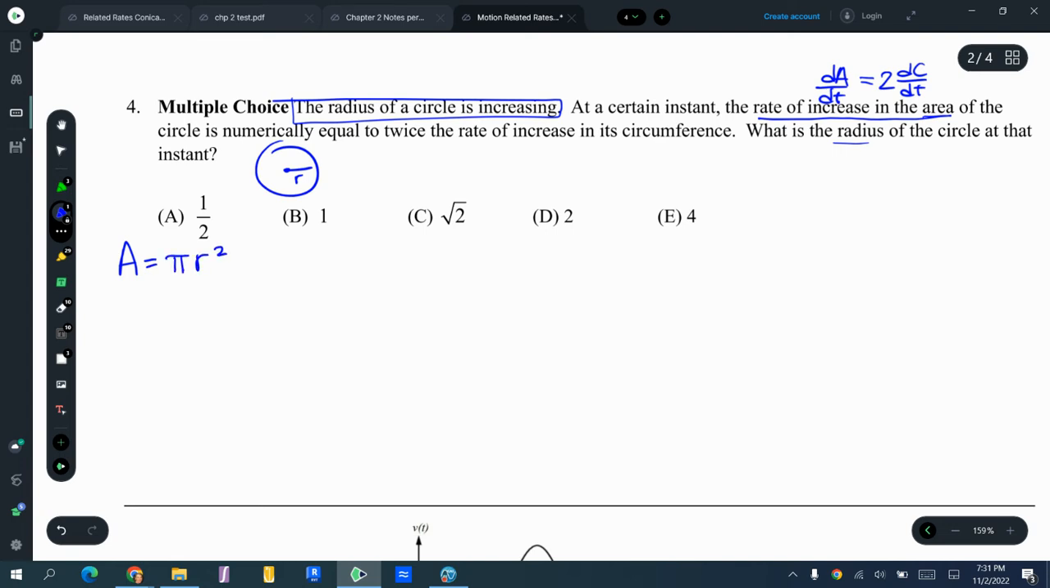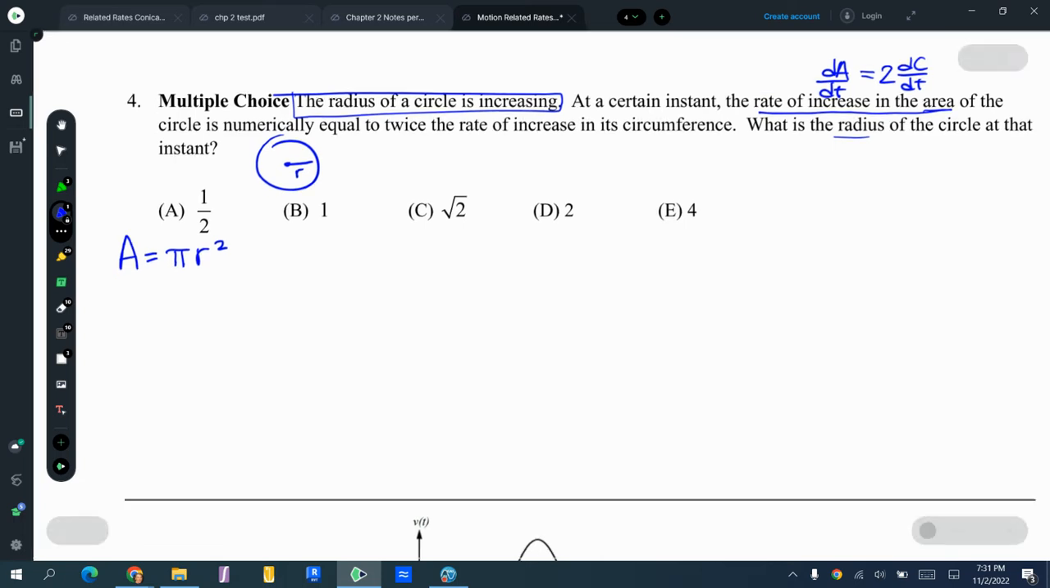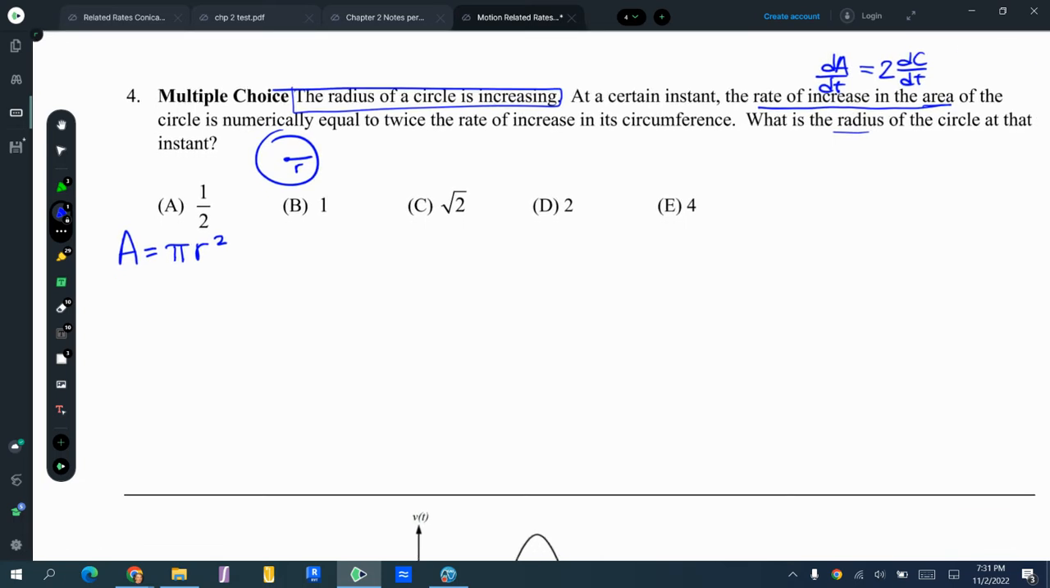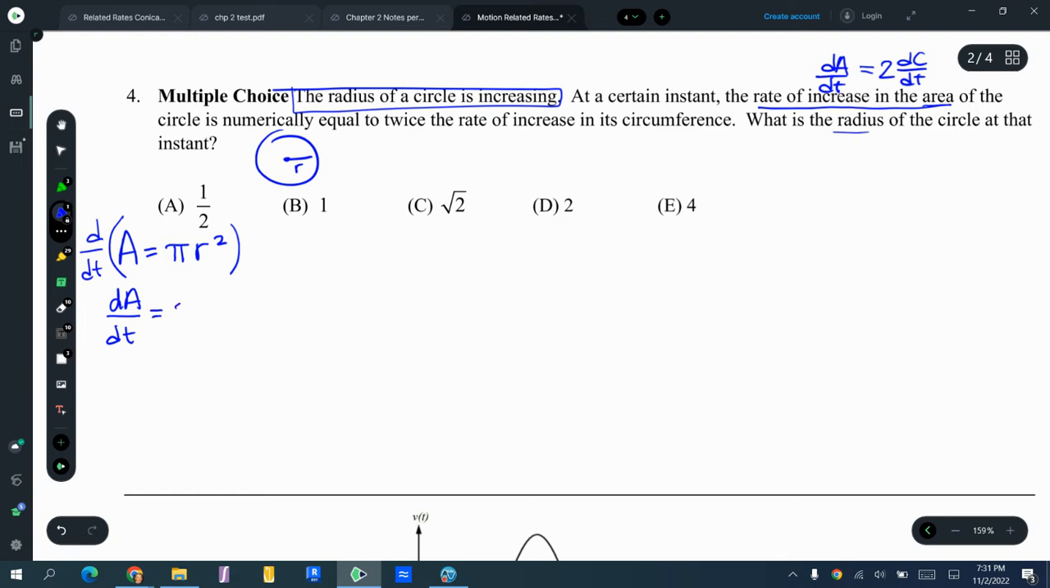Area of a circle is just pi r squared. If I was to do the derivative of this equation with respect to time, I would have dA/dt equals 2 pi r times dr/dt. Well, that's good because I'm looking for the radius, and it shows up here. I've got a little bit of a problem, though. I don't know what dr/dt is. So I'm just going to keep on cruising along here.